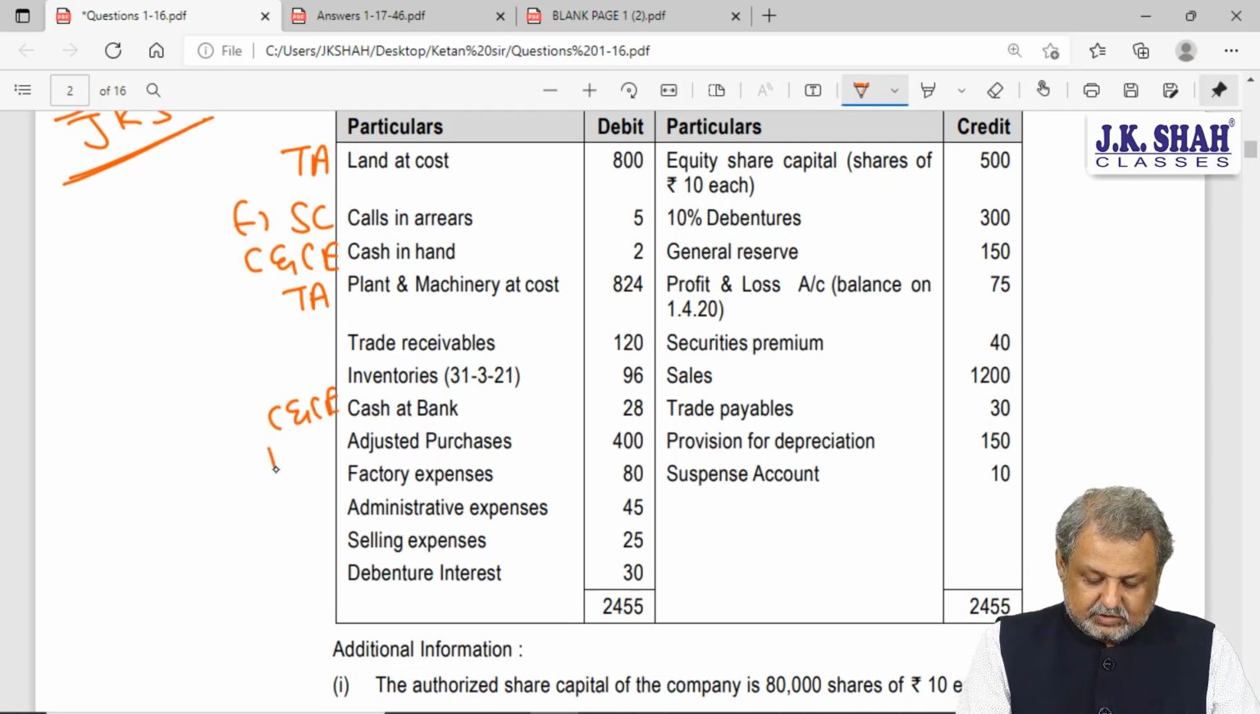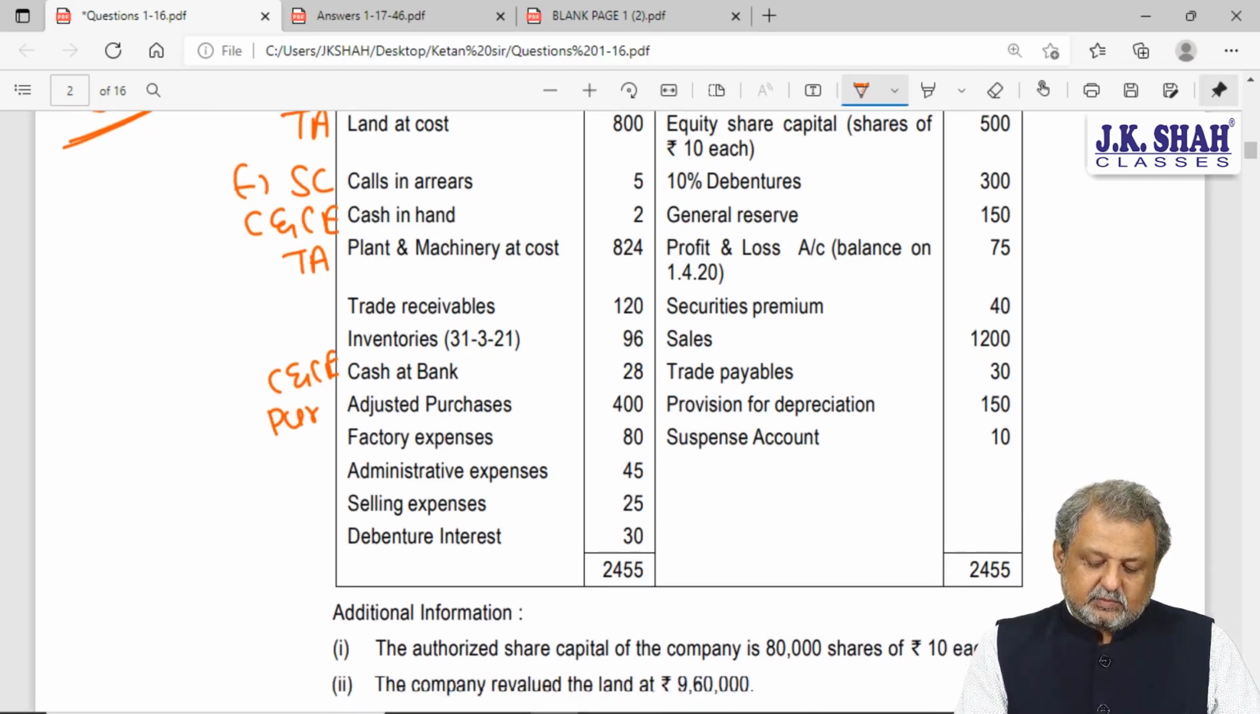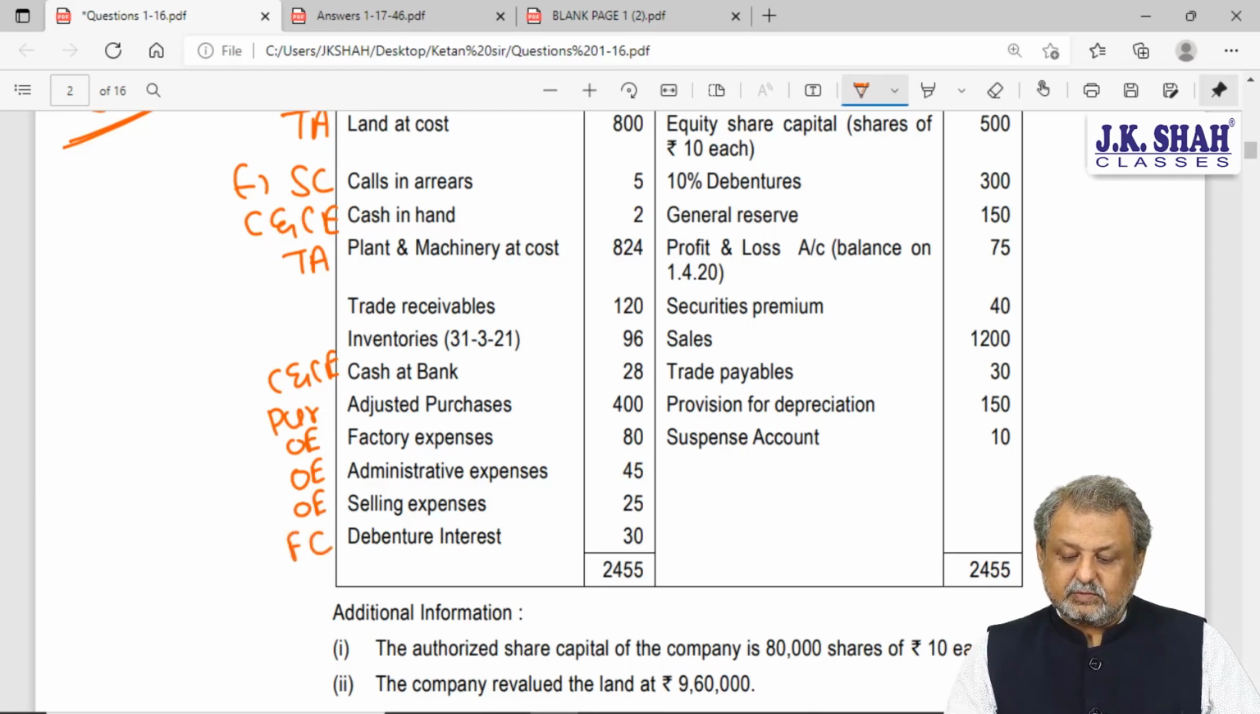Adjusted purchase. Adjusted purchase means adjusted for opening and closing stock. Then factory expense, other expense. Administrative, other expense. Selling expense is other expense. And debenture interest, you can take it as finance cost.